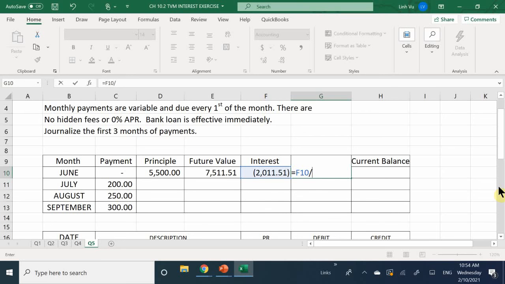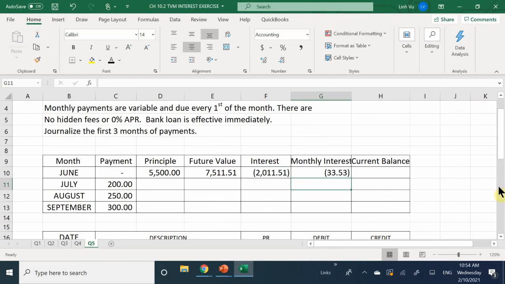This is where it's going to be 5 times however many monthly payments we have. So if we have a total of 12 per year, 12 times 5 gives you 60 months that you have to pay. So then I'm dividing my total interest among the entire number of payments I have to pay off this loan. In this case, it's 60 because 12 payments times 5 years gives you 60. So I should get a total of $33.53 as my monthly interest that I have to pay for sure.